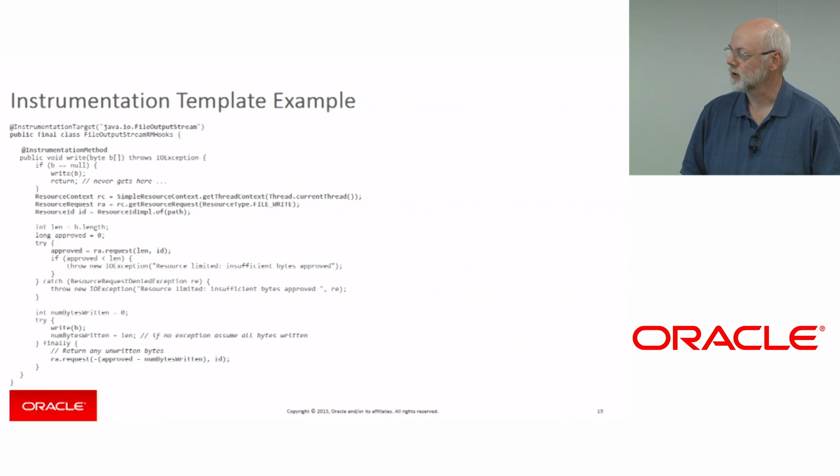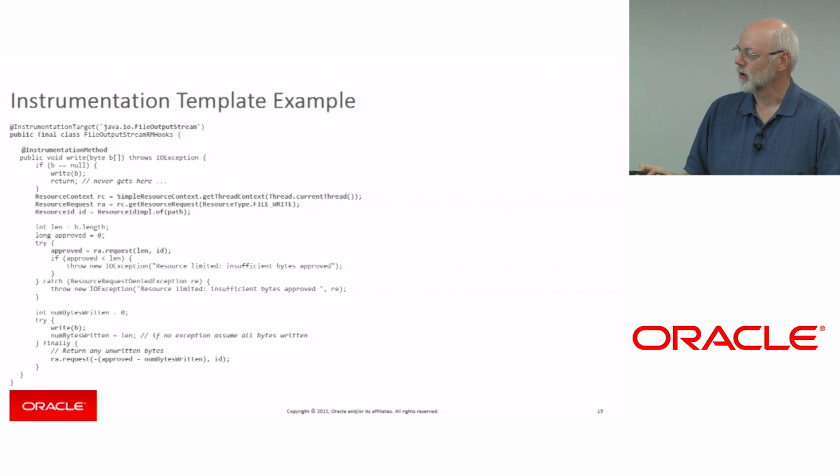This is too small to read, sorry about that. But it goes through the steps of, this first section here is, if it's going to throw a null pointer exception, you really want the original code to do the argument checks. So it defers to the original code. This is in file output stream. It needs to map the current thread to find the resource context, look up the right meter using the current type of file, and then it has to create a resource ID to identify the file being opened.